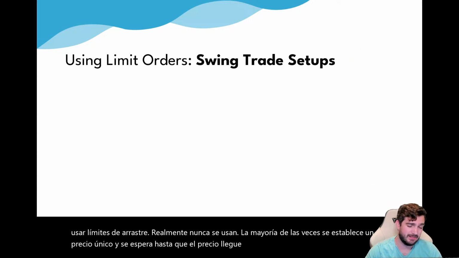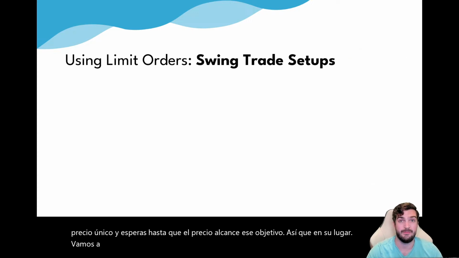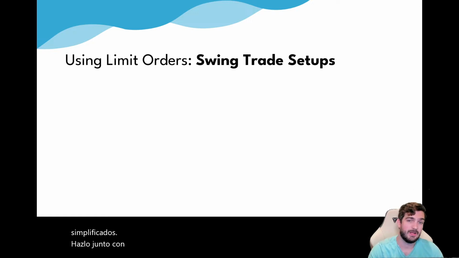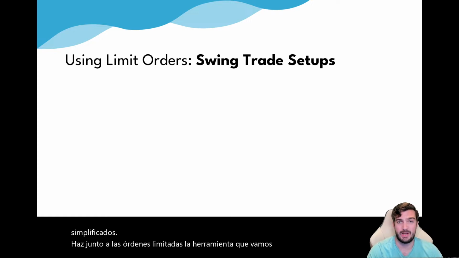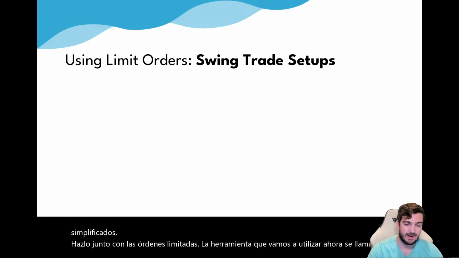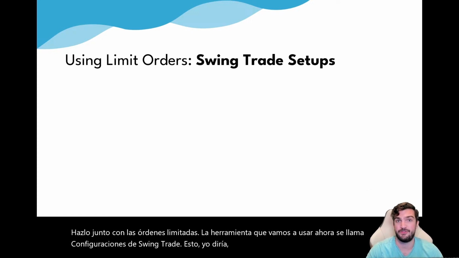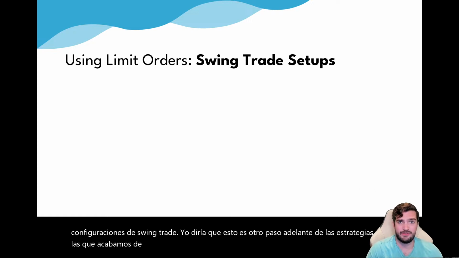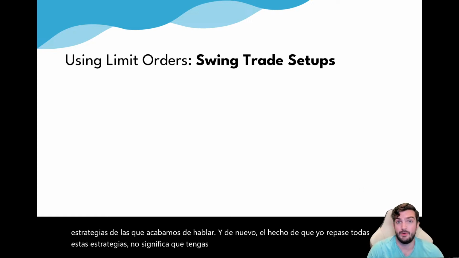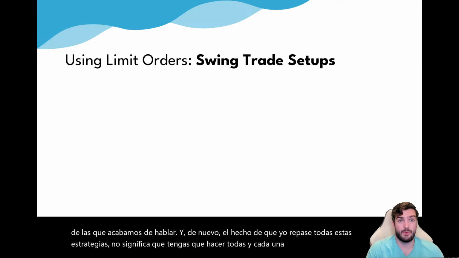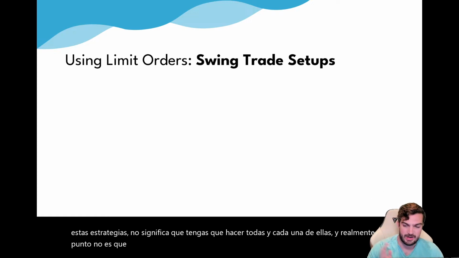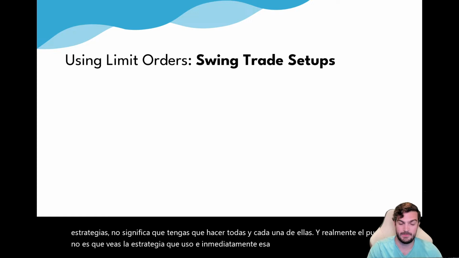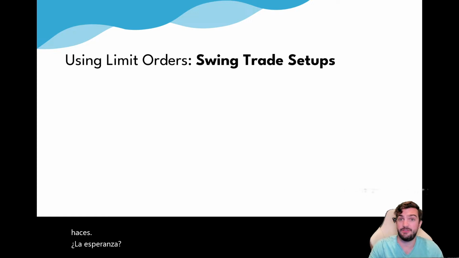So instead, let's immediately get into our example of using a Sectors Made Simple tool alongside limit orders. The tool we're going to use now is called swing trade setups. This, I would say, is another step up from the strategies we were just talking about. And again, by me going through all of these strategies, it doesn't mean you need to do every single one. The point is not that you see the one strategy I use and immediately that's the only strategy you do. The hope is that through these different examples, one of them really clicks with you.